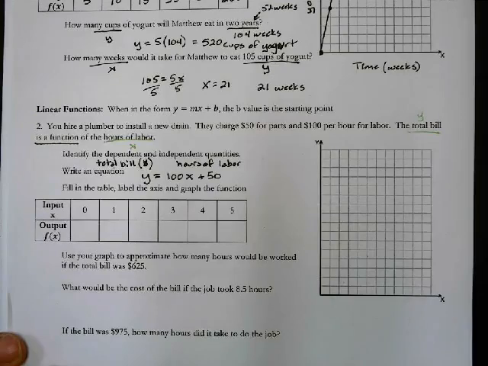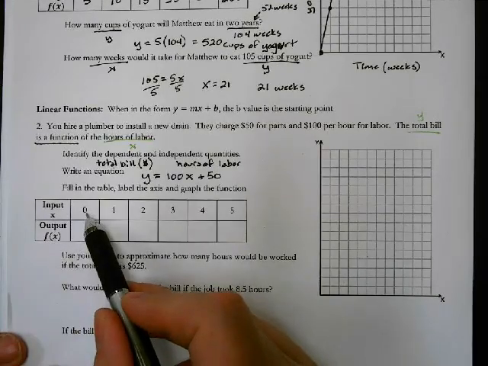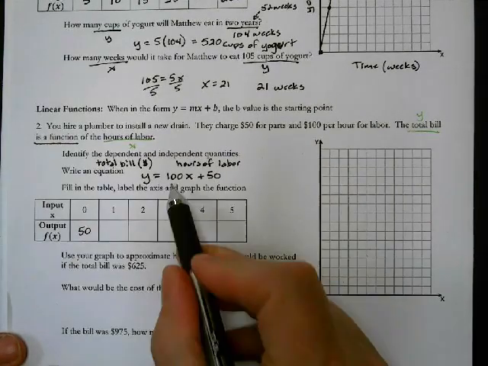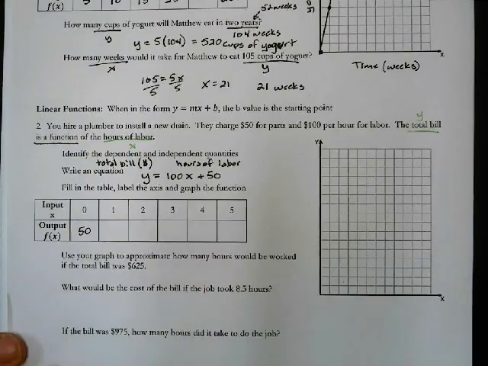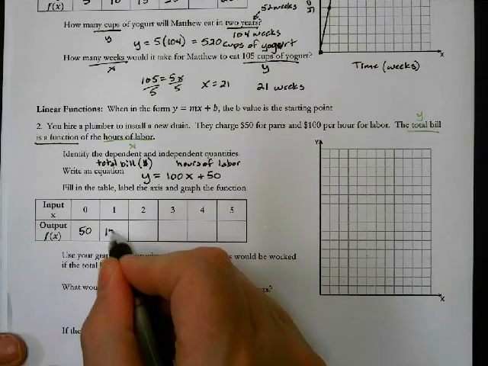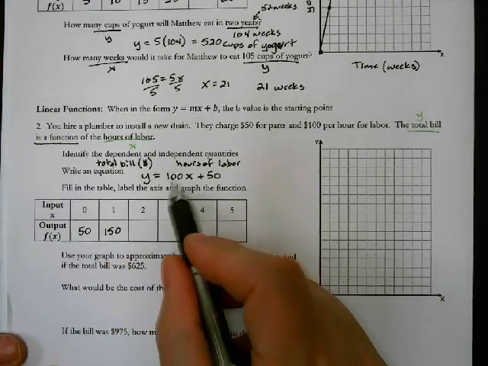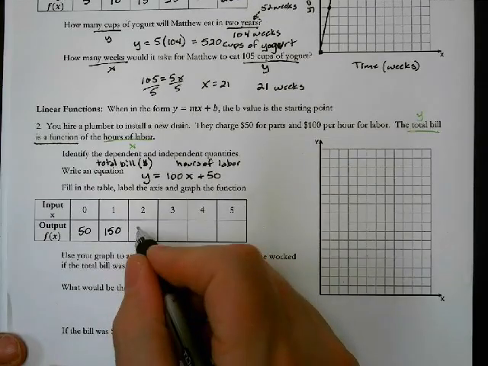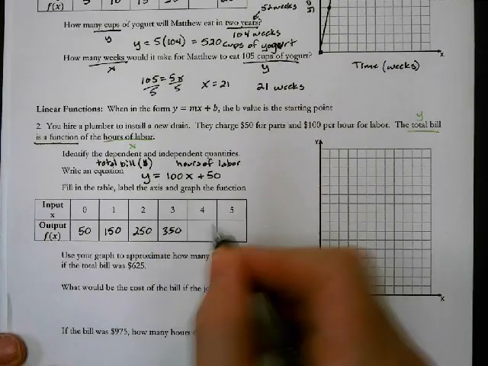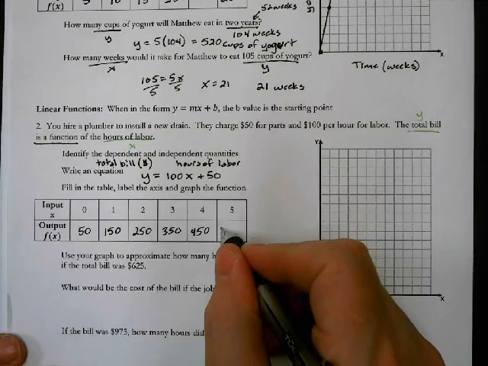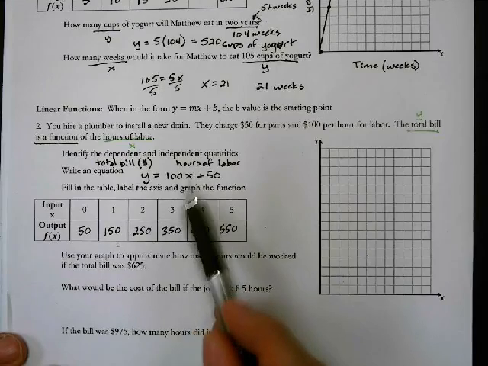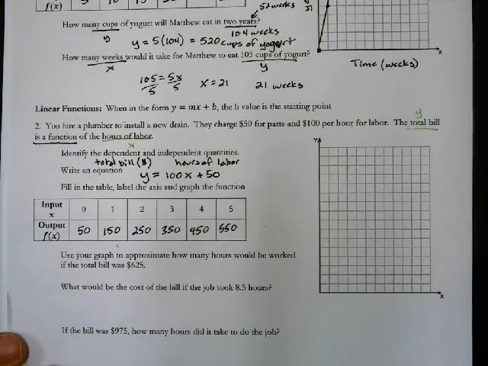Okay, fill in the table. Let's say we didn't work at all. Well, we'd still have to pay for the parts, so we'd still have $50 that we owe. 100 times 0, and then plus the $50. If we worked 1 hour, we'd get $100 from the hour of work plus the $50, so that'd be $150. 2 hours, we got $200 plus the $50 for the parts, so $250. 3, $350. 4, $450. 5, $550. So 5 hours would be $500 for the hourly labor plus the $50 for the parts.